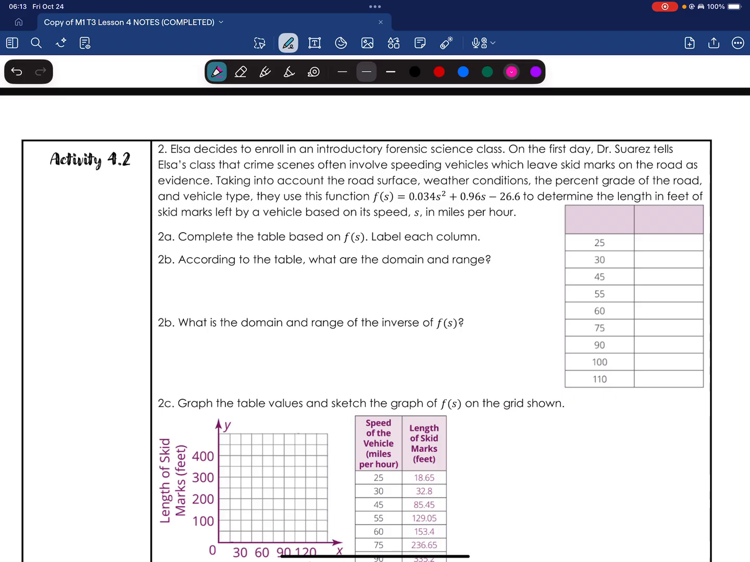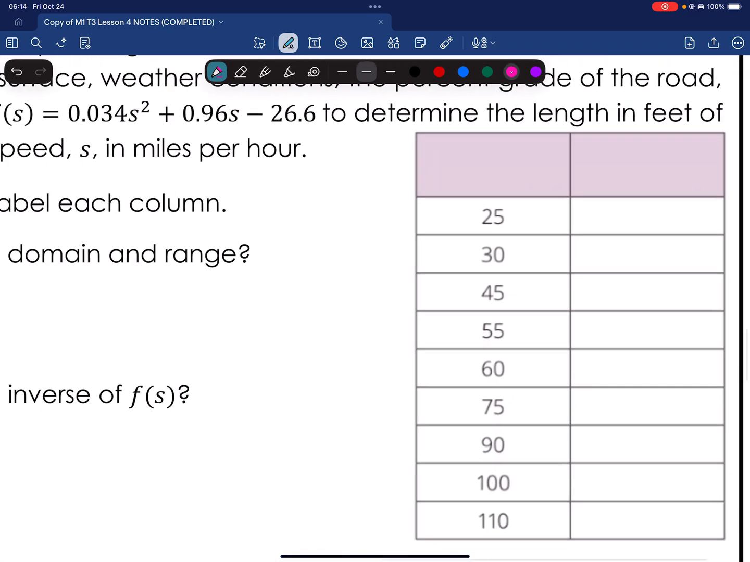We want to start by completing a table based on f of s and label each column. So what we want to do is find the output values for all of these numbers. Now, 25, 30, 45, 55, 60, 75, 90, 100, and 110 look like speeds, and so those look like they are input values.